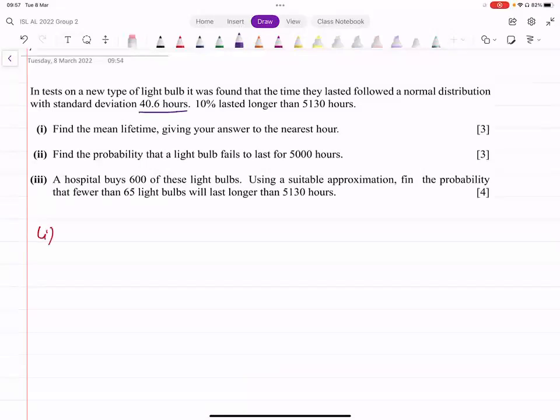Probability of lasting longer than 5130 hours is 0.1. That's what it means, right? So it is a normal distribution, that one thing we know, and we know the standard deviation of this normal distribution is 40.6. The mean has not been given; you have to find the mean in the first part.